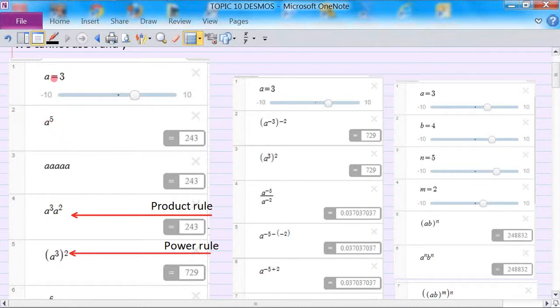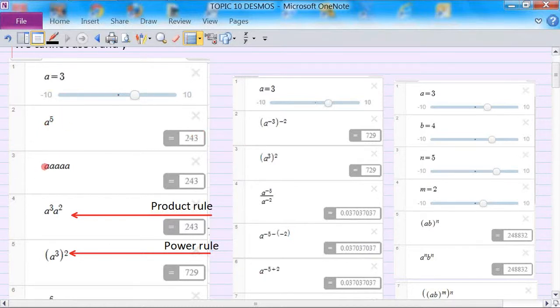And so here we just settled on a equal to 3 with a slider. You can choose any value of a that you want. Put in a equals something, and then the slider will come up. Probably better to use a number between 0 and 10. And you can see a to the fifth, which is really 3 to the fifth, is 243.